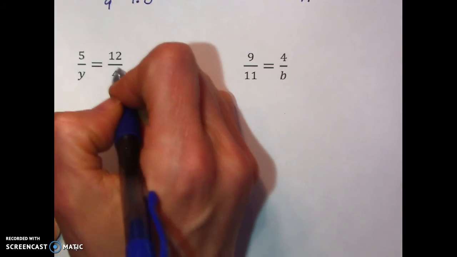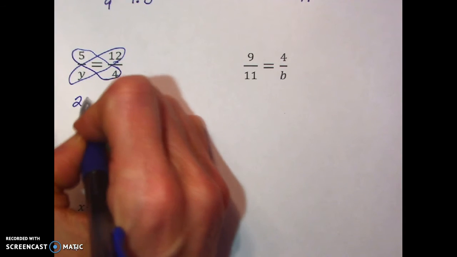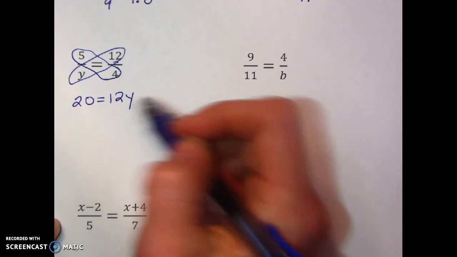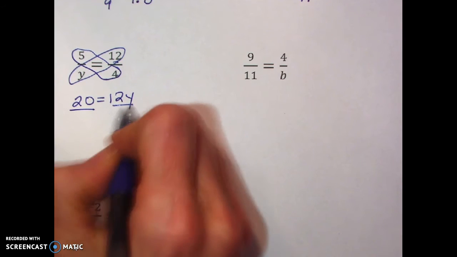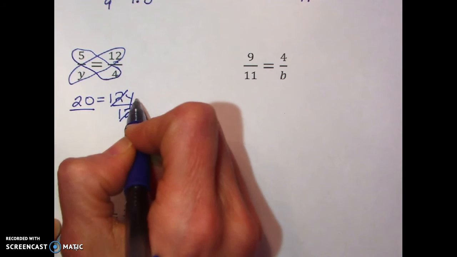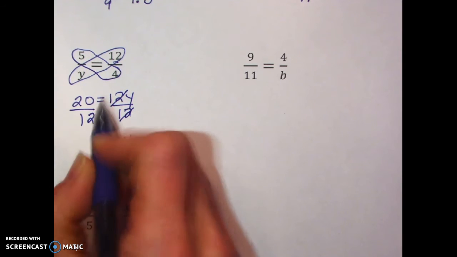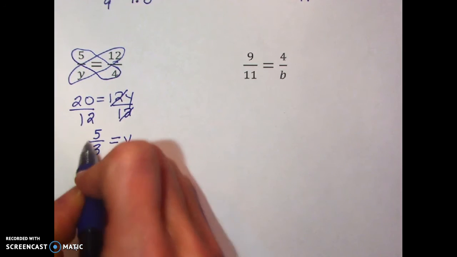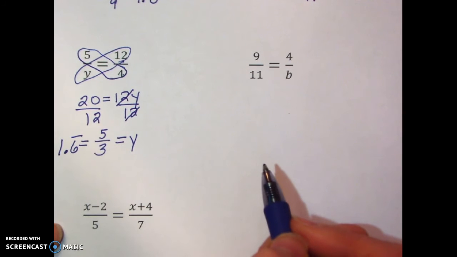We cross multiply on this one. We get 20 equals 12y. If you don't like having the y on the right side, you can switch it around and write 12y equals 20. We're going to have to divide by the 12 because we want to get the y by itself. And that will give us, let's see, reduce this, we're going to end up with 5 over 3, and a decimal would be 1.6 repeating if you want the decimal answer there.